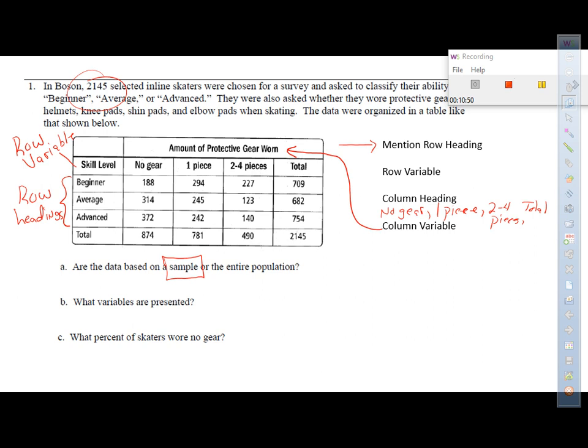So now, if you would, let's come back to B. It says what variables are presented. I kind of already labeled them in here. The variable presented, one of them is row variable. Is skill level. The other is the amount of protective gear.